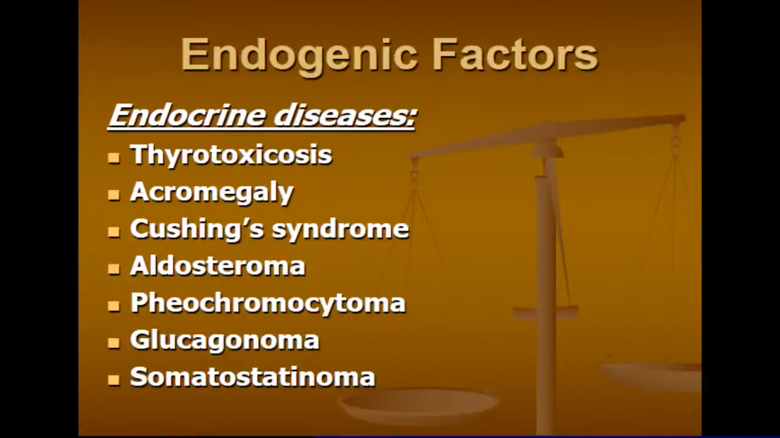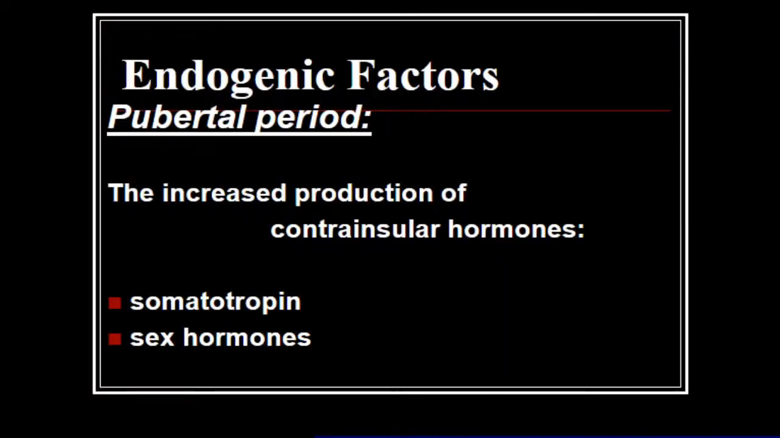The next, endocrine disease: thyrotoxicosis, Graves' disease, acromegaly, Cushing's syndrome, aldosteroma, pheochromocytoma, glucagonoma, somatostatinoma. Endogenic factors: pubertal period, the increased production of contra-insular hormones. It will be sex hormones and somatotropin, growth hormone.